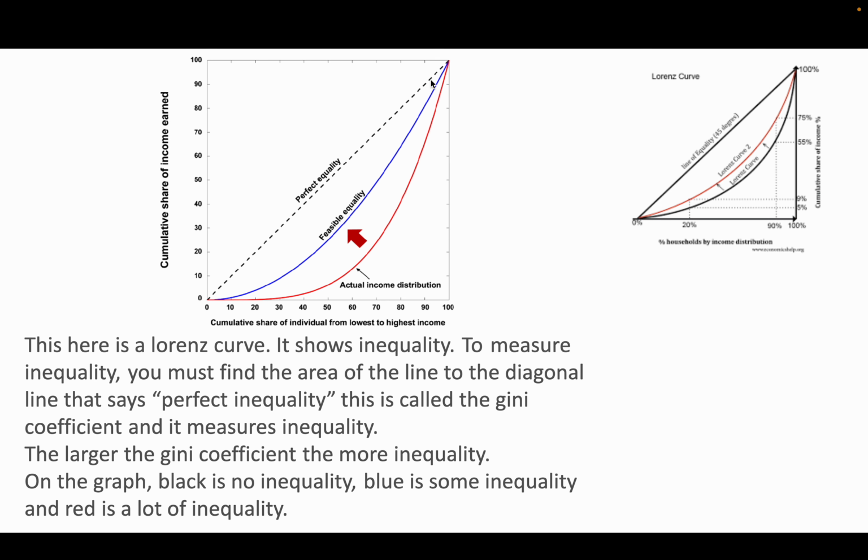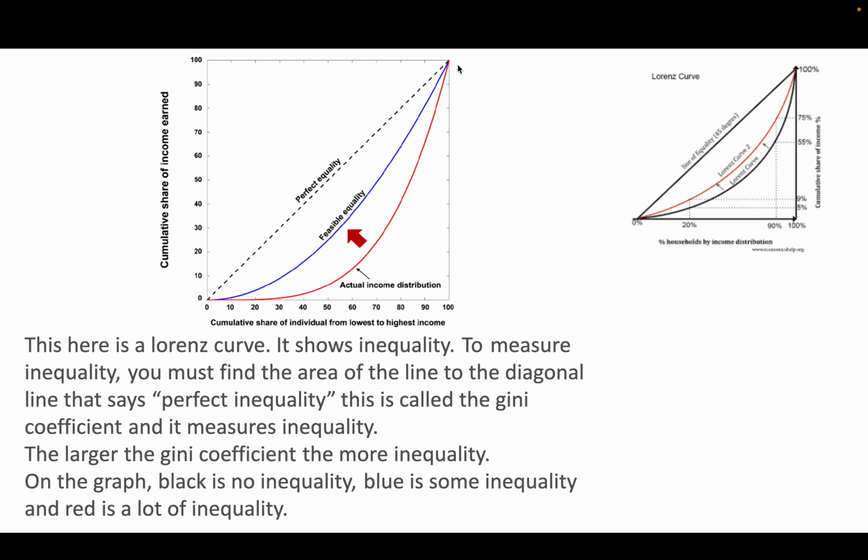So you can see the perfect equality line makes sense. 0%, the poorest person owns 0%. 30% of the population owns 30% of the wealth. 50% of the population owns 50%. 80% of the population owns 80%. 90% owns 90%, etc. Basically, it's almost equivalent. So that's perfect equality.